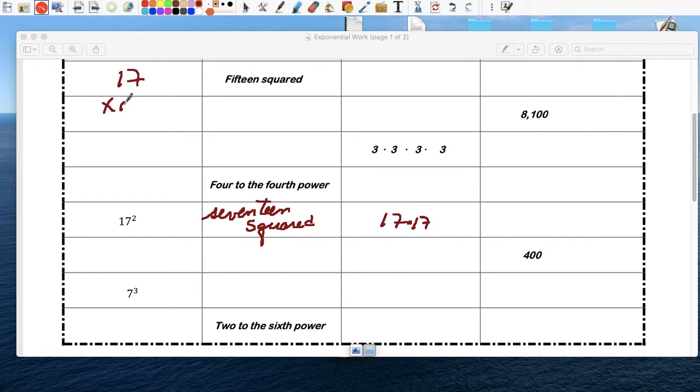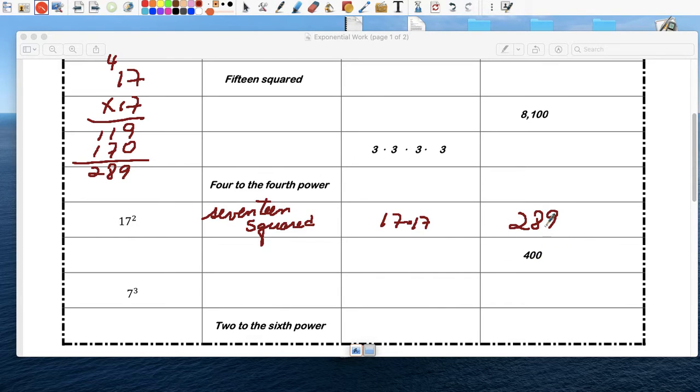17 times 17, 7 times 7 is 49, carry 4. 7 times 1 is 7, plus 4 is 11. Then we're going to do the 1, so let's move 1 over. And then 1 times 7 is 7, 1 times 1 is 1. 9, 8, 2, 289.